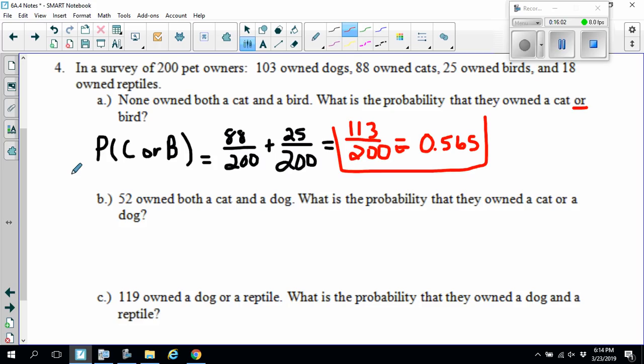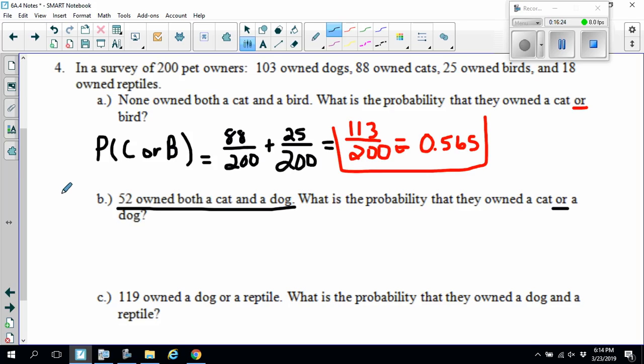Okay, let's go ahead. We're going to go over part B. It says 52 owned both a cat and a dog. What is the probability they owned a cat or a dog? So once again, here's our "or," but they also tell us how many own both a cat and a dog. Because we are given that information, this is going to be a compound event.